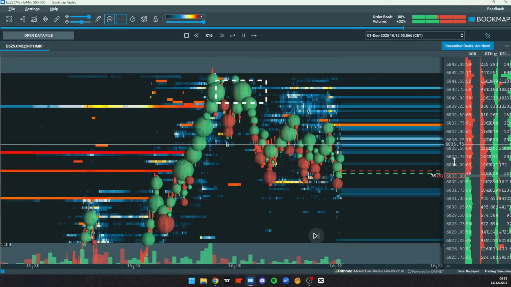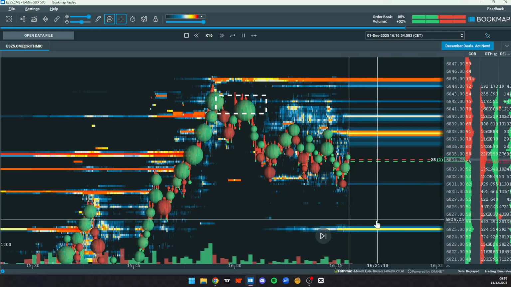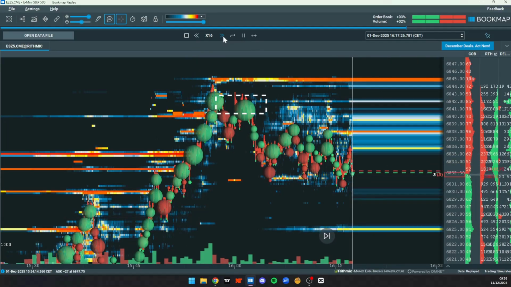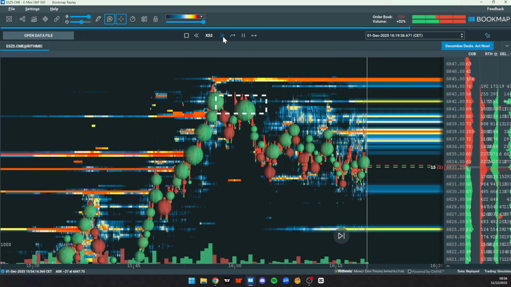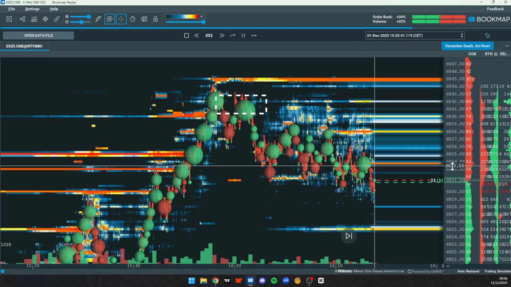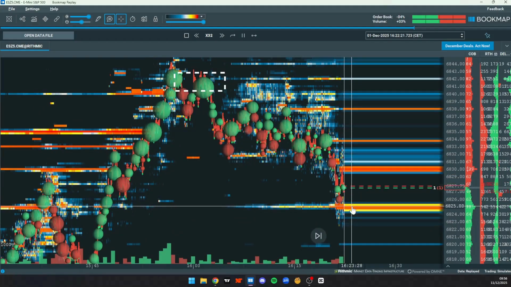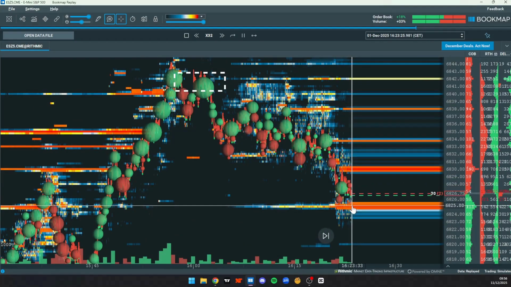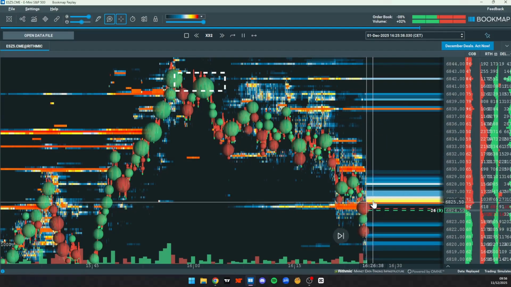And now just let the rest run to the 25s. As you can see, this bid is staying right here. We had another one at 27, 26, and that disappeared. So I'll just leave my full target here at the 25s. And now just waiting until price hits that level. We're almost there. And there we go, full target hit.